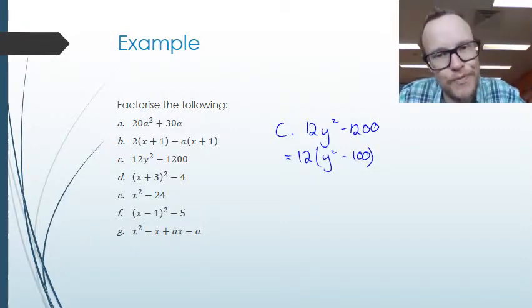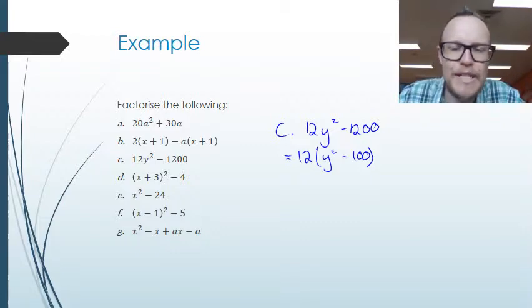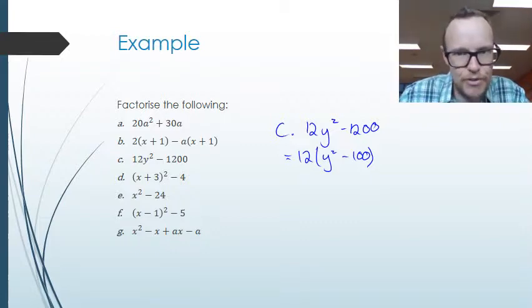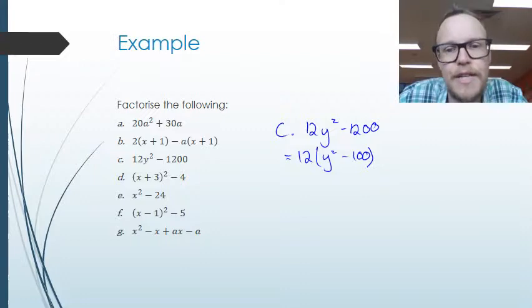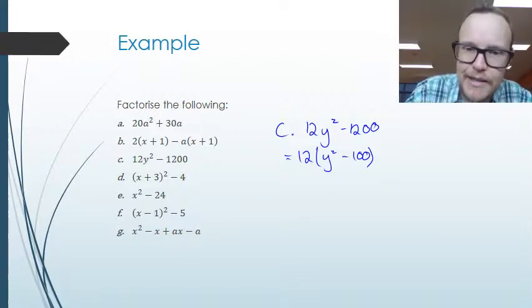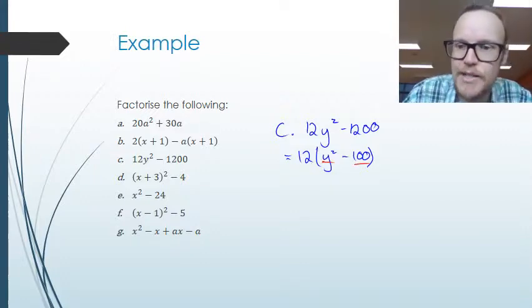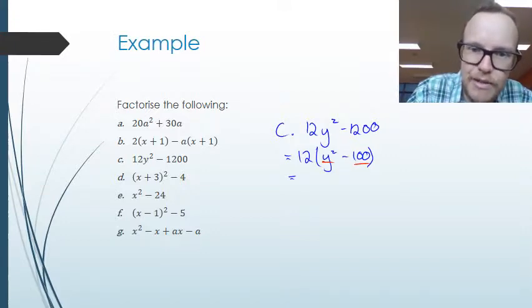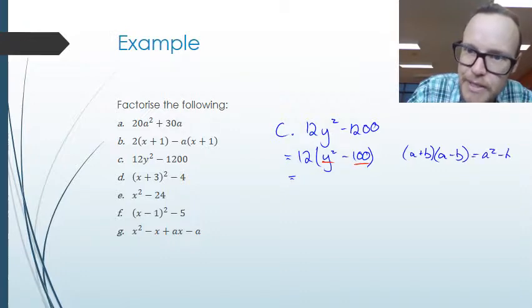Now, I could stop there, but I haven't really fully factorised this because I haven't found all of the factors of the initial expression. I can still factorise this because what I've got here is a difference of perfect squares, y squared and 100. So I know that if I've got a plus b times a minus b, then that gets a squared minus b squared.